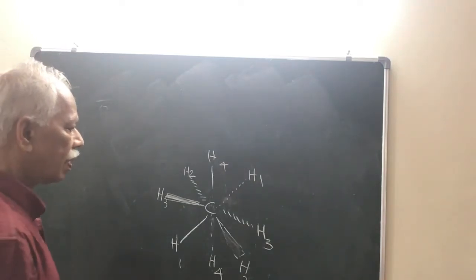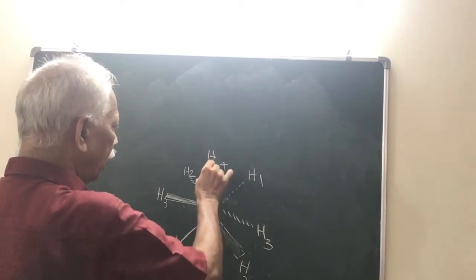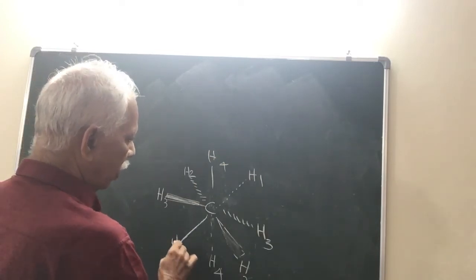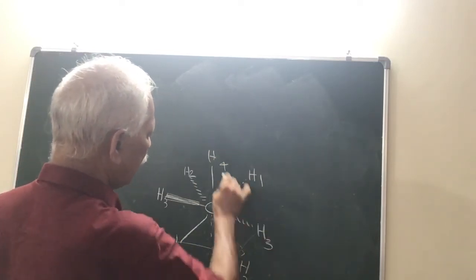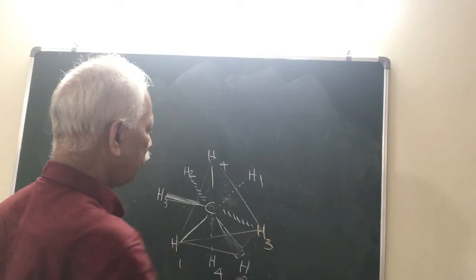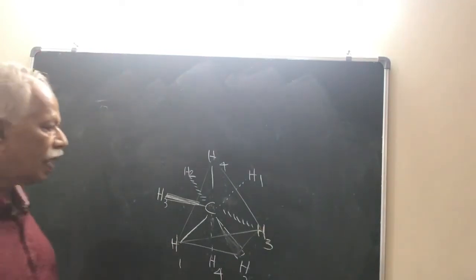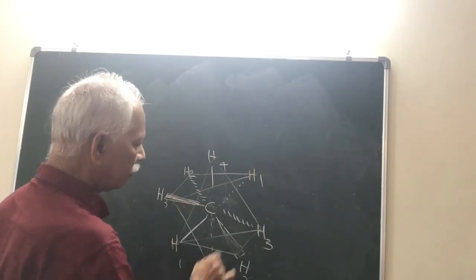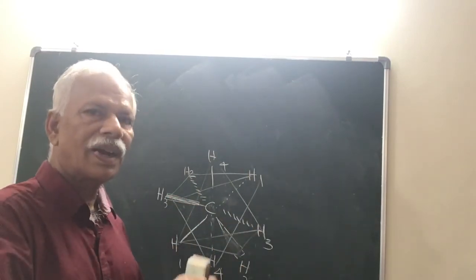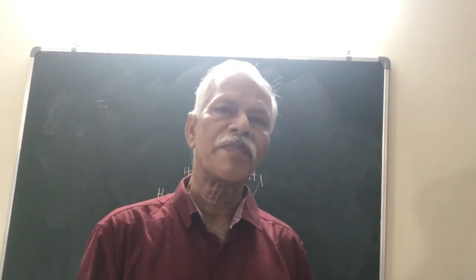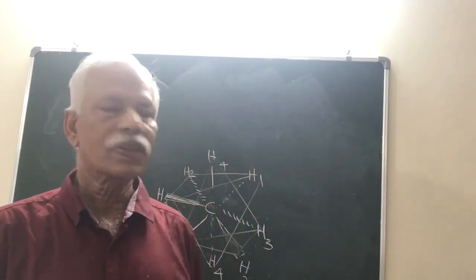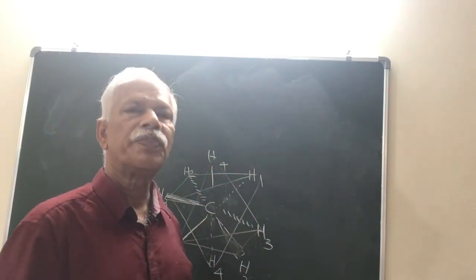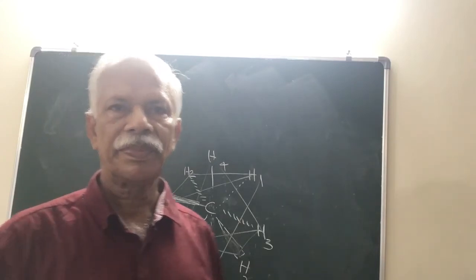Initially it was H1, H2, H3, H4. This was the tetrahedron. Now the tetrahedron look is something like this. So 2 tetrahedra are not at all overlapping. They are shifted from each other. So this central carbon is never a center of symmetry.